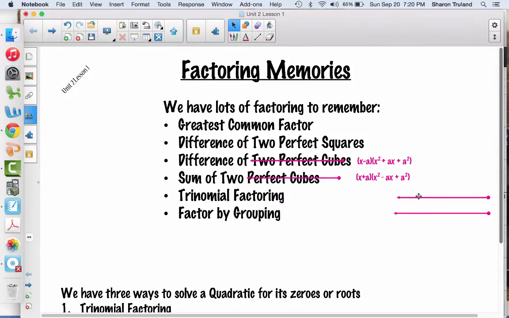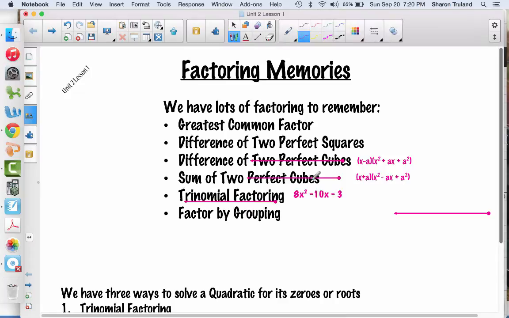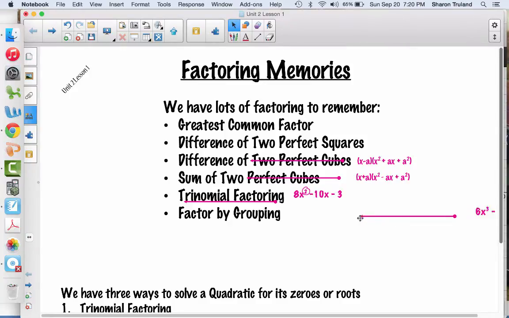But today we're going to concentrate on this trinomial factoring. Trinomial factoring generally involves, actually it always involves, quadratics. So we're going to zero in on quadratics today. That means a degree of 2. And the last one we always had was factor by grouping. We're going to see more factor by grouping, but not today.